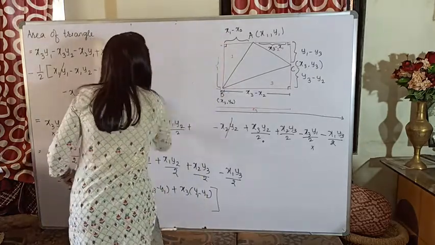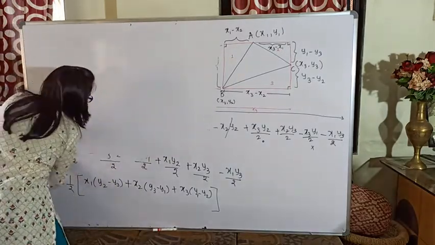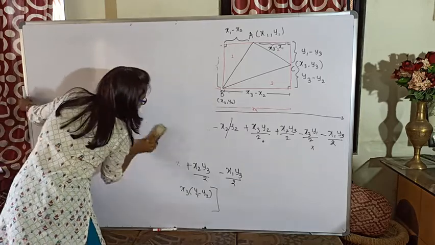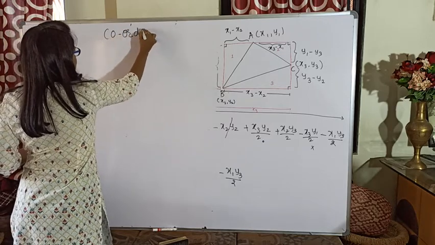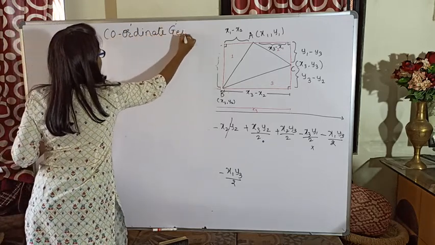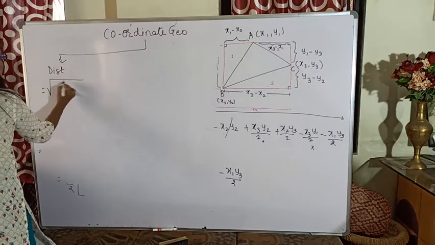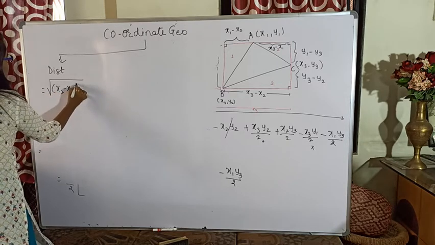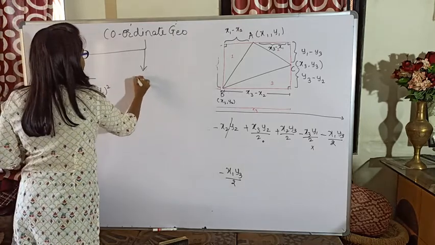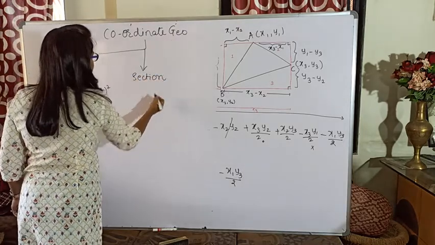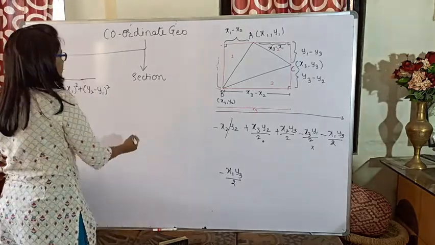Now let us summarize what we have learned in this topic. So in this topic we have actually learned how many formulas? The first one which we have learned was the distance formula. Yes. So coordinate geometry. The first one was distance formula, given as under root of x2 minus x1 horizontal distance square plus vertical distance square. Okay. The second one was section formula, where point P was dividing the line in the ratio m is to n, and the coordinates were x1 y1 x2 y2.